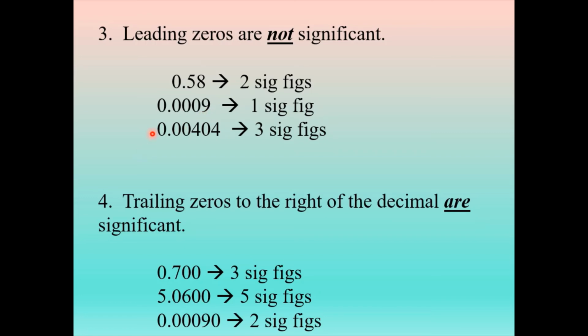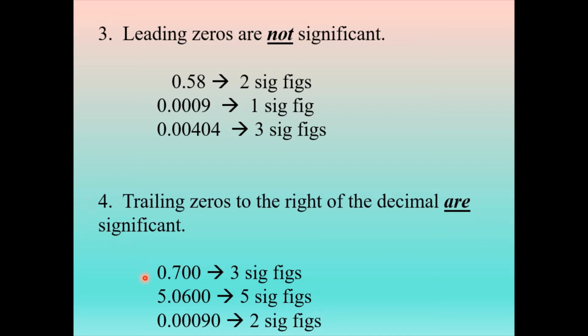The number 0.00404 has 3 significant figures. We ignore these 3 leading zeros and we count the 4, the 0, and the 4. Remember, this 0 here is significant because it's an in-between zero. The rule number 4, trailing zeros to the right of the decimal are significant.